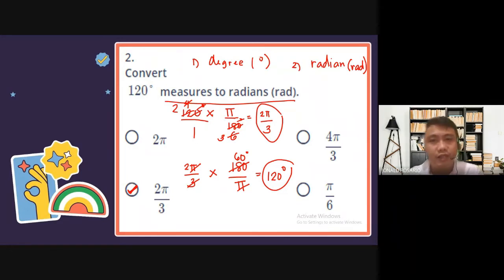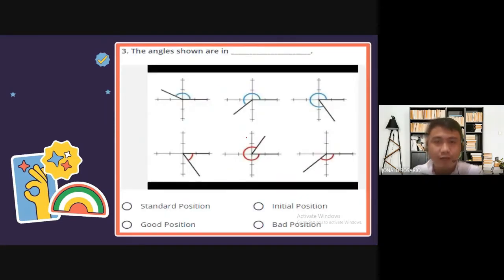Wala ba kayong tanong dito? We're just having a review on this. Wala naman? Okay, next. Joshua, what do you think? What is the answer? Guess mo lang. Or kung baka may idea ka na sa number 3.